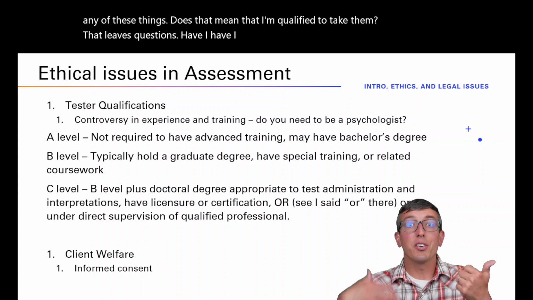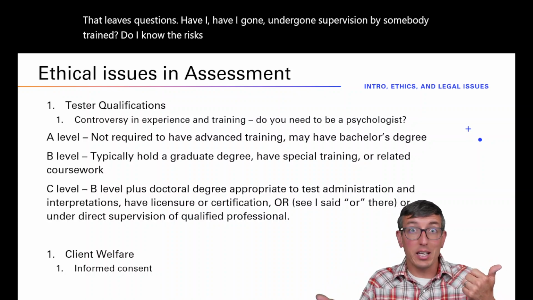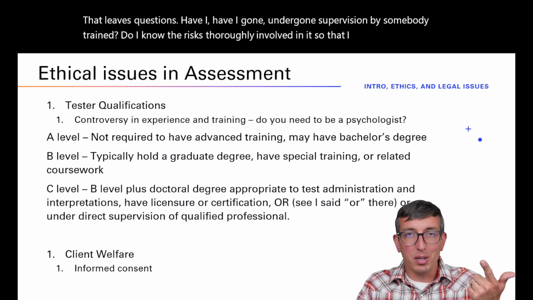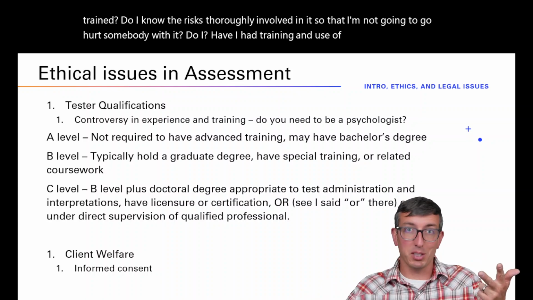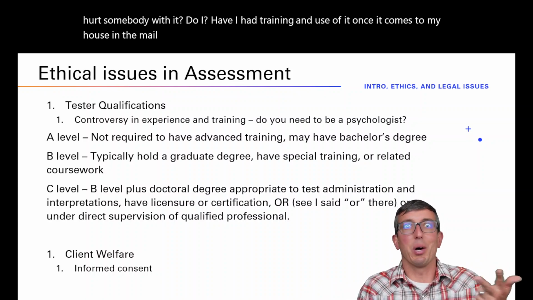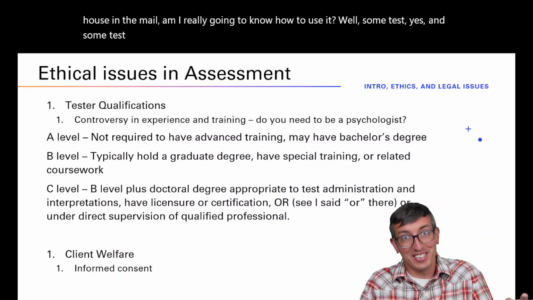Have I undergone supervision by somebody trained? Do I know the risks thoroughly involved in it so that I'm not going to go hurt somebody with it? Have I had training in its use once it comes to my house in the mail? Am I really going to know how to use it? Well, some tests yes, and some tests no. You know what I mean?